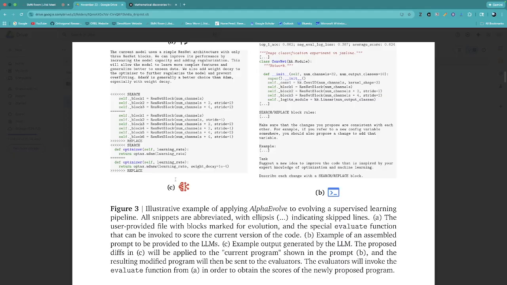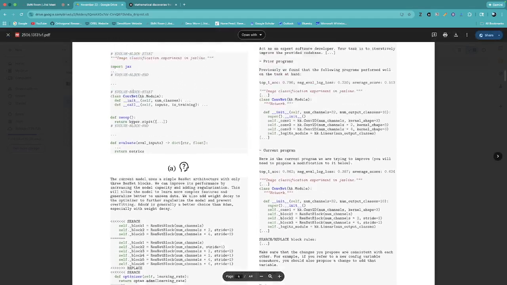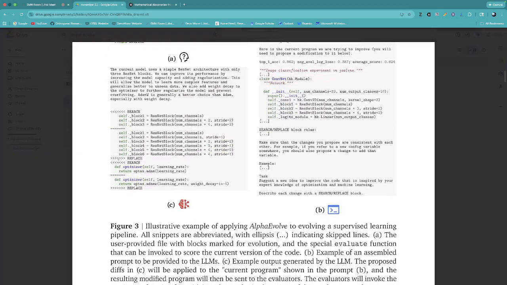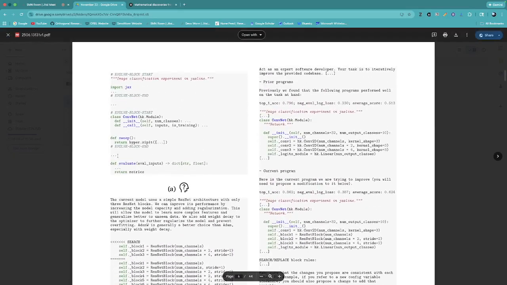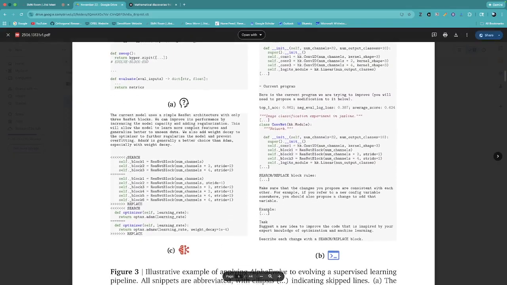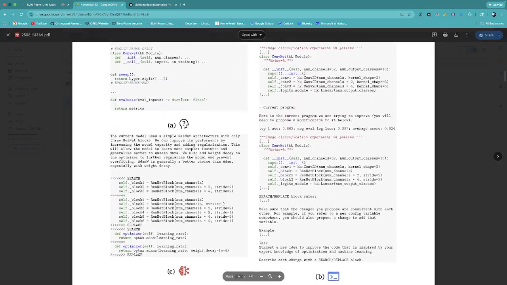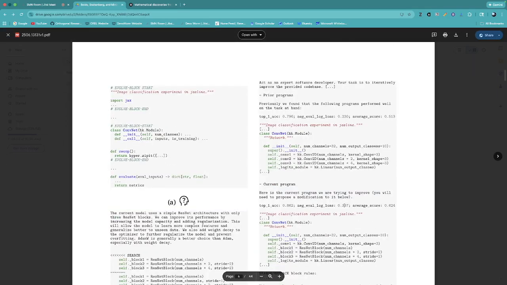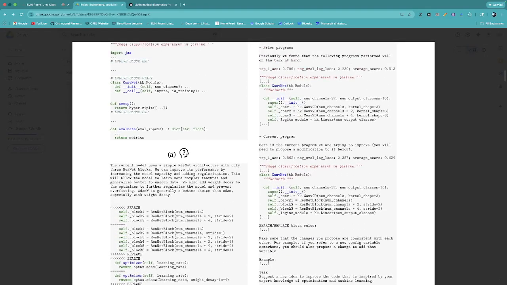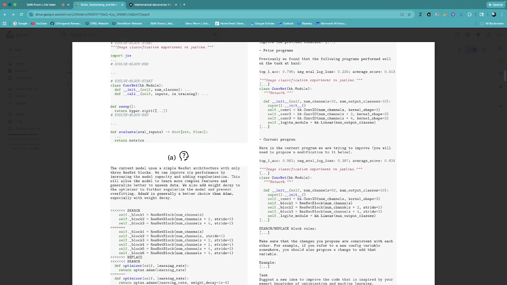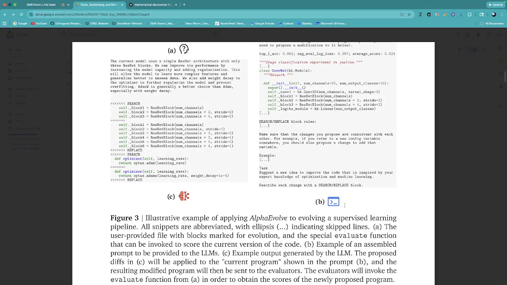Example of an assembled prompt that can be provided to the large language model. Example output generated by the large language model in C. So this is A here. This is what is provided by the user. So this code here is provided by the user. This code in B is an example of the assembled prompt, which will be provided to the large language model. So you have the prompt here. So it looks like what we're doing here is annotating this and providing more detail. And then C is where you have an output generated by the large language model.